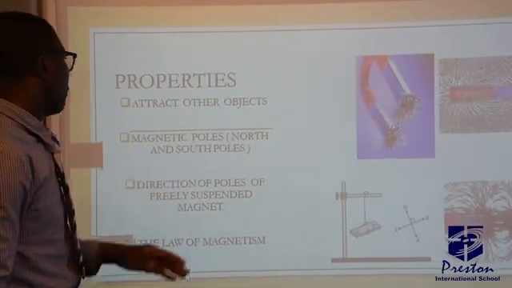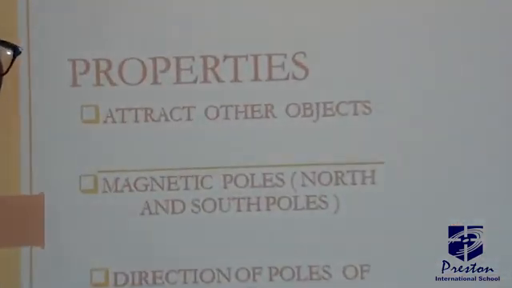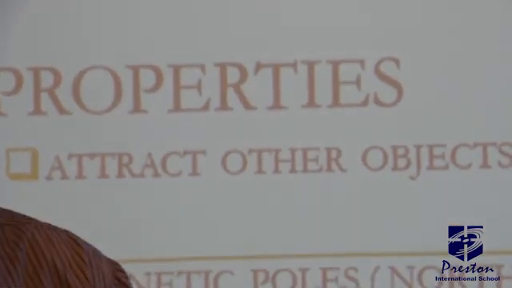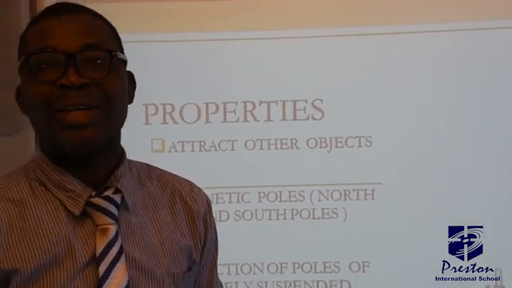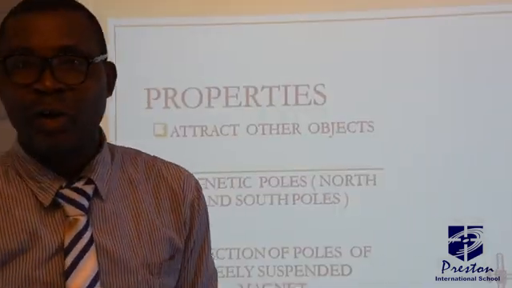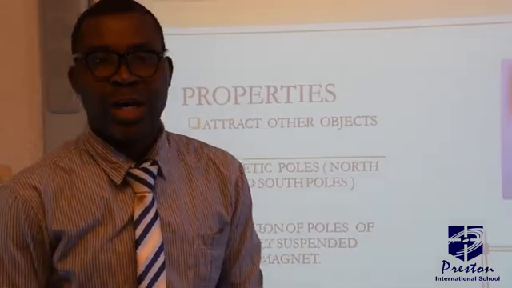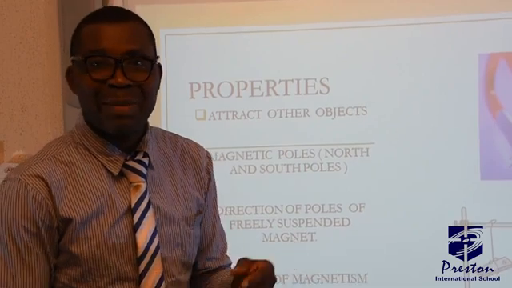Properties of magnets. One, attracts other objects. Magnets can attract other objects. They can't attract all objects, but they can attract some certain objects. Like magnets can attract iron, can attract steel, can attract some special alloy, can attract nickel, and so on and so forth. There are some certain metals that cannot be attracted by a magnet because they have no magnetic property, but in the face of very strong magnets, they become attracted.